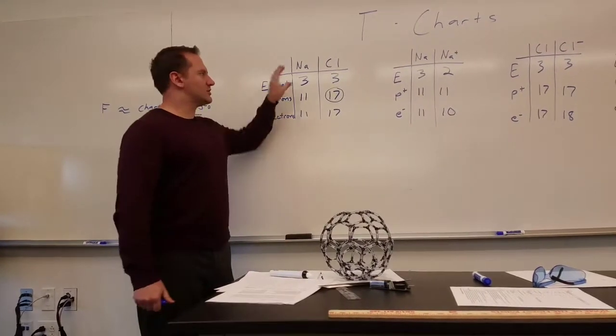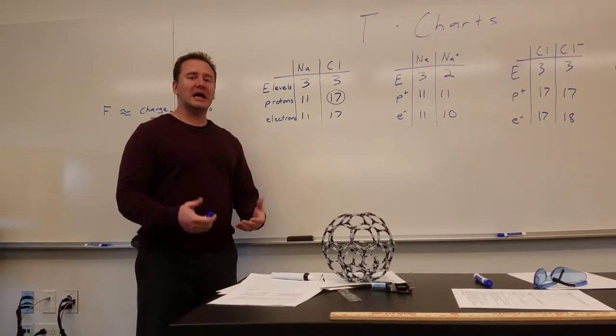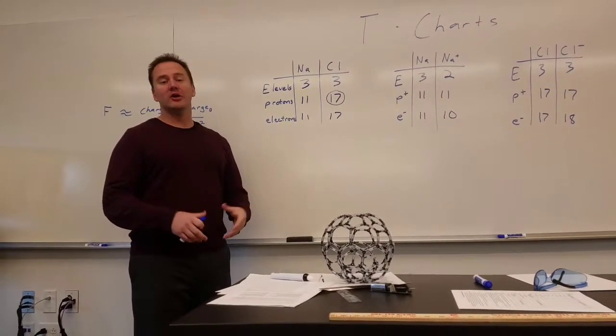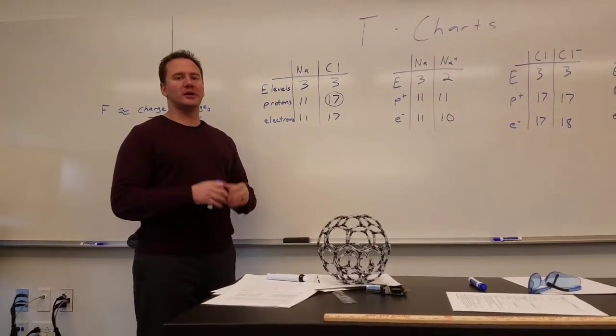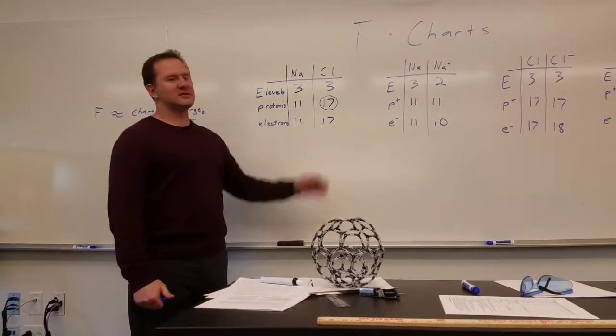So the first ones I'd like to compare are sodium and chlorine. Both of them have 3 energy levels. So what that impacts is the amount of shielding they have. Remember, shielding is the repulsion from inner shell electrons on the outermost shell's electrons. So that's going to be the same.